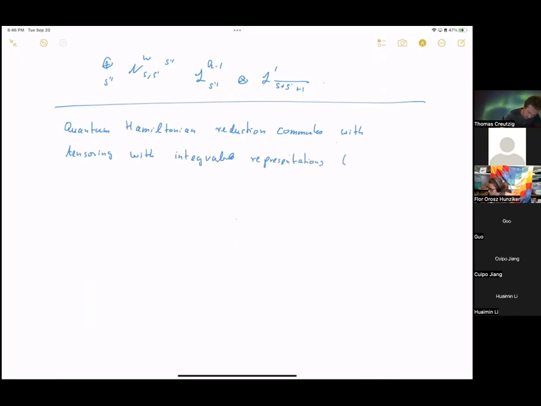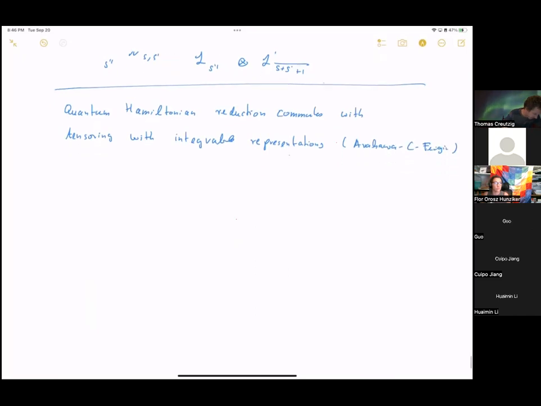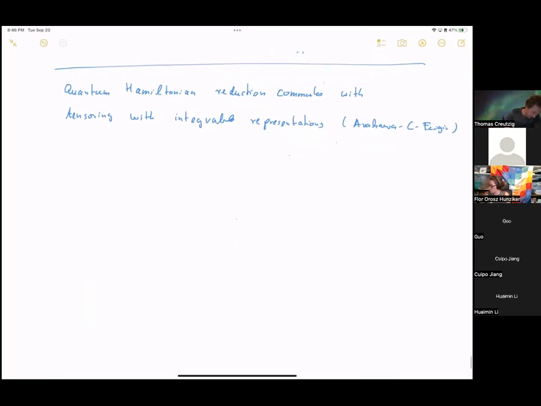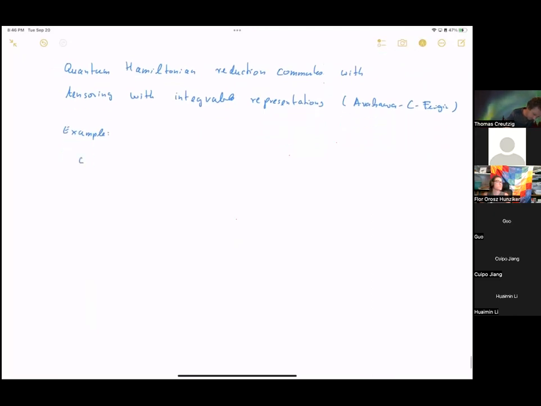So, and this is a theorem of Arakawa, myself, and Boris Feigin. Yeah, let me first state it in the SL2 example, and then maybe lose a few words on where it's coming from. So first of all, let's maybe recall a little bit about quantum Hamiltonian reduction.